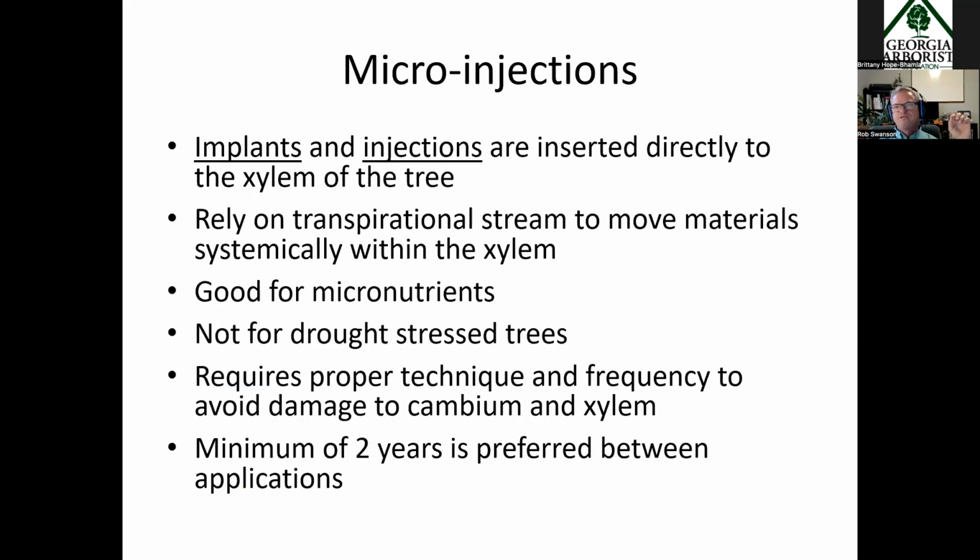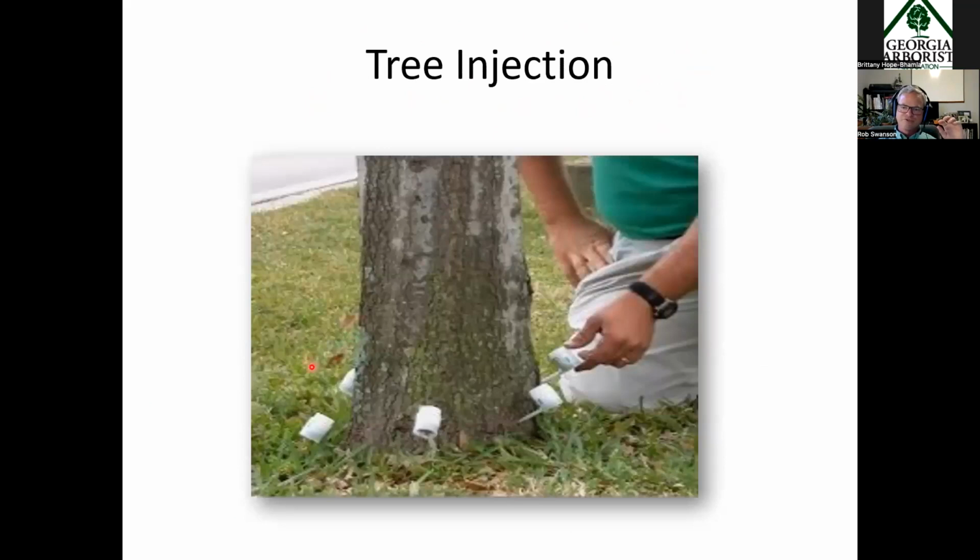So we might think about doing something like micro injections. These are implants, and the injections are inserted directly into the xylem of the tree. So you have this little capsule. I'll just show you what they look like. So these are the capsules. These things are pressurized. You drill little holes. These are filled with fertilizers or insecticides or fungicides. They can be filled with miticides, all kinds of stuff. So whatever you want to deliver to the xylem tissue so that you can translocate it throughout the canopy.